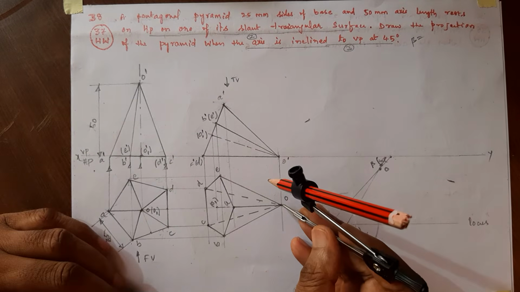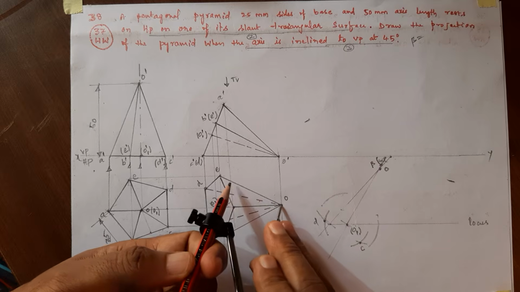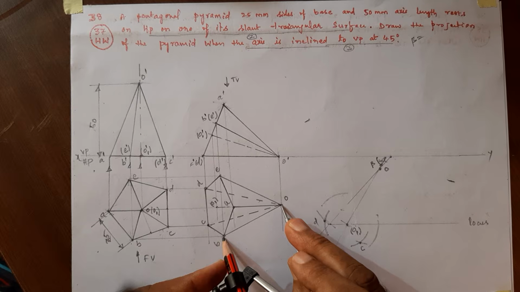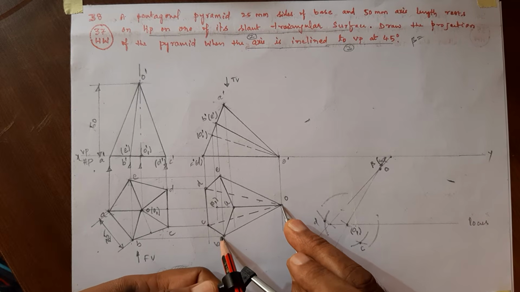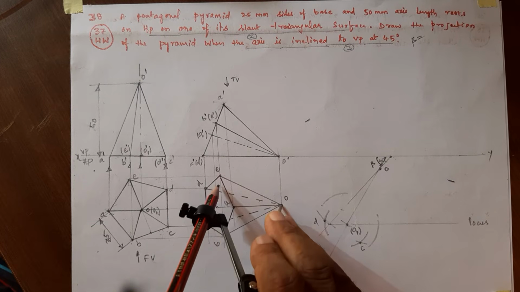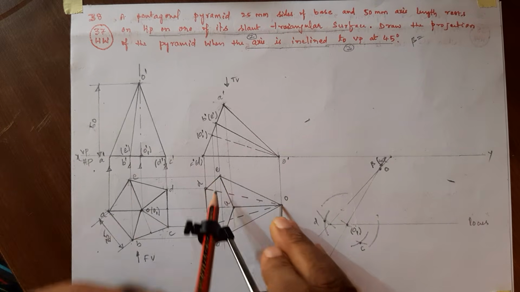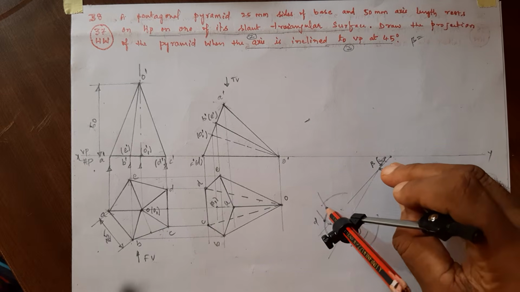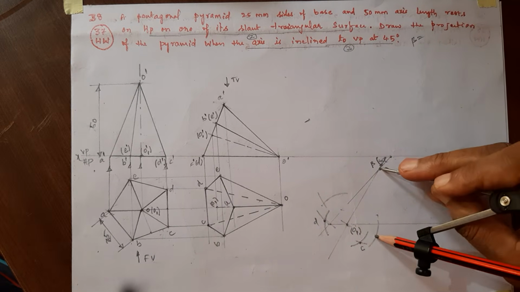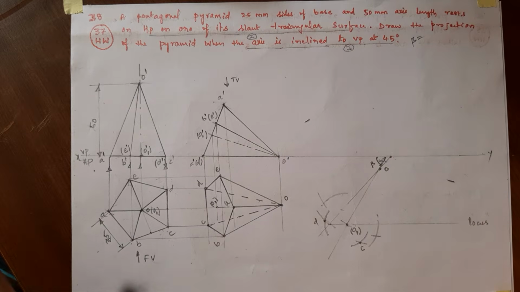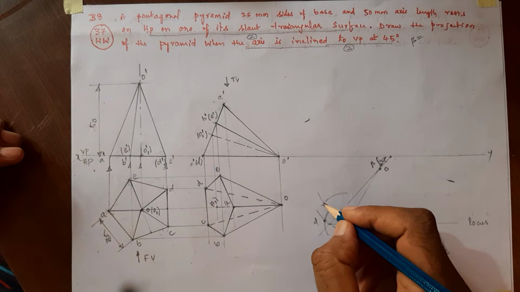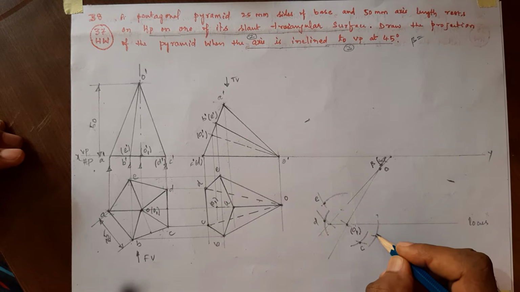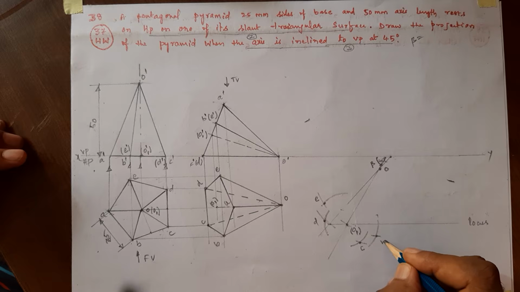Now similarly, keep the compass at O and measure OE, which is also equal to OB. So therefore keep the compass at O and cut the previous arc. And 2 more points you will get. Now this point is E and this point is B.